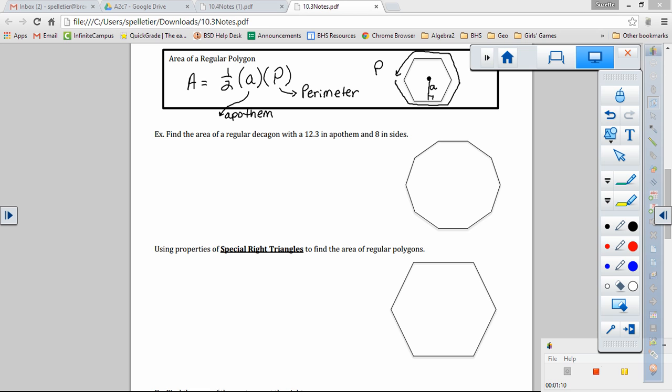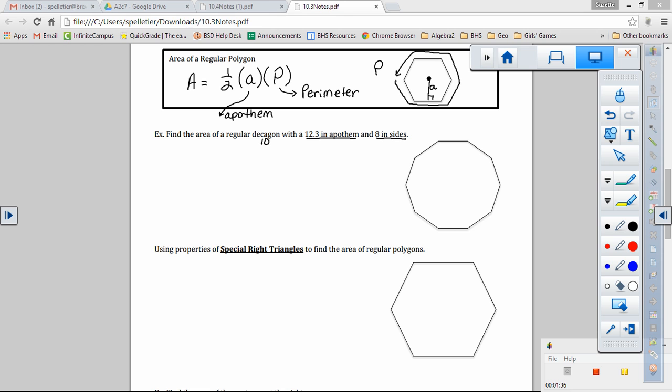Okay, so let's jump in and try one. This first example is easy because most of the information is given to us. So it says, find the area of a regular decagon with a 12.3 apothem and 8 inches on the sides. So here's the problem. You need to know what a decagon is. How many sides in a decagon? I hope you said 10. We have a 12.3 apothem and 8 inches on every side.